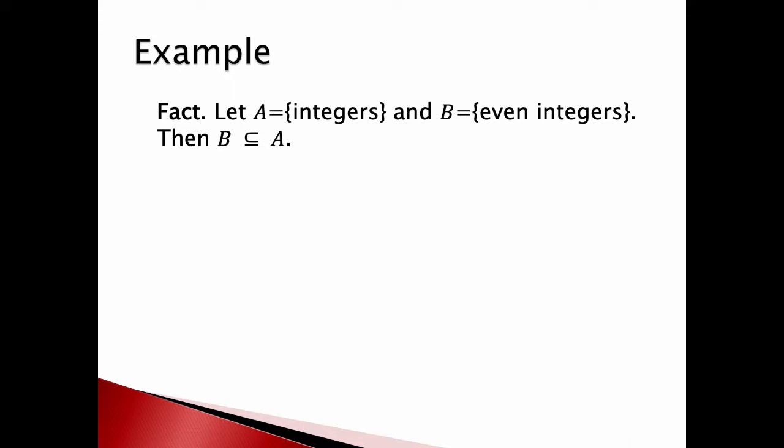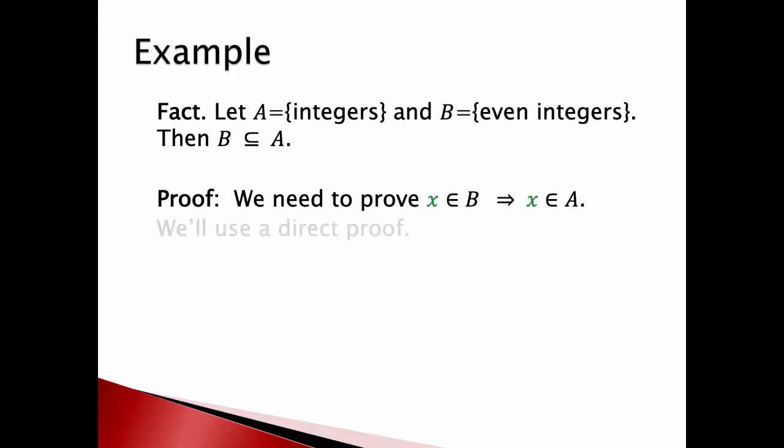So we let A be the set of all integers. Those are numbers like 0, 1, 2, 3, 4, but also counting negative 1, negative 2, negative 3, negative 4. And we let B be the even integers, so numbers like 2, 4, 6, 8, and so forth. Then obviously B is a subset of A. How do we prove that? Well, what I'm saying is if x is contained in B, then x is contained in A. So I'm going to use a simple direct proof to do this.